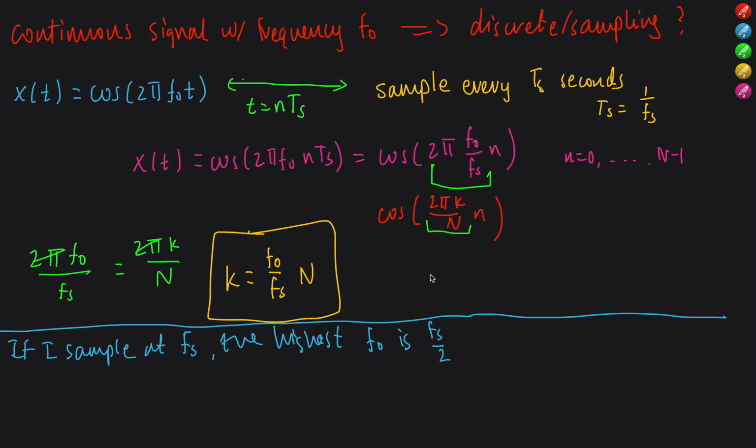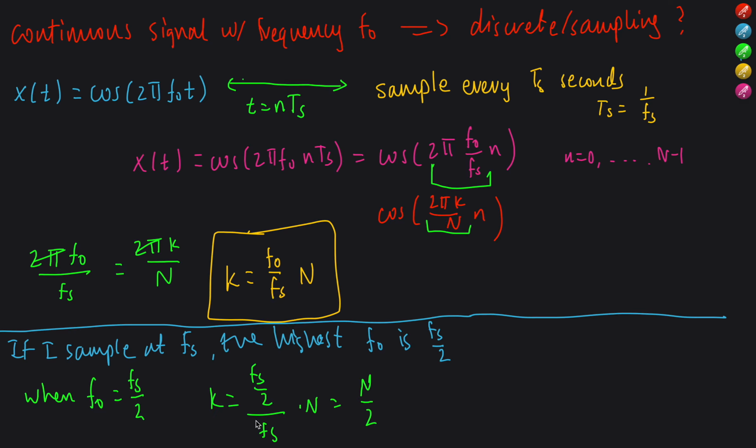So if you sample at, for example, 10 per second, then the highest frequency you can sample is 5. It doesn't matter how many times you sample it; that's a fundamental limit. And the reason why is, what happens when f naught is fs over 2? When your actual continuous time frequency is your sampling frequency divided by 2, what happens to k? Well, k equals f naught, which is fs over 2, divided by fs times N, which becomes N over 2.